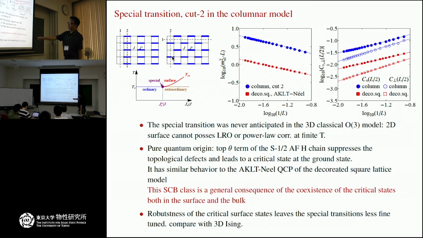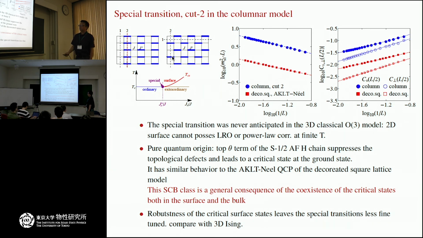the critical state. So simply speaking, the dangling bonds form a Heisenberg chain, a 1D Heisenberg chain. It is a gapless critical state. So you don't have to adapt the coupling. Just the cut makes the edge critical.